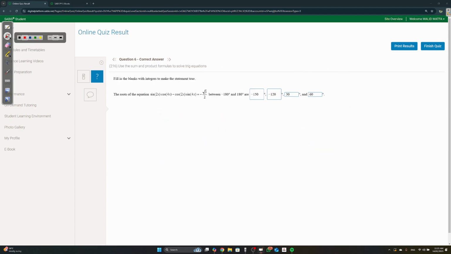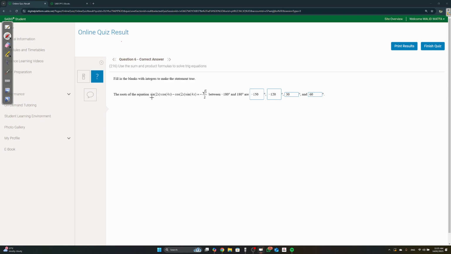Question 6. The roots of the equation sine 2x cosine 4x minus cosine 2x sine 4x. Someone's going to read this and say, what am I looking at, man? What is this? And I don't blame you, we've all been there before, especially with math. But once you get to understand it, it's all nice.